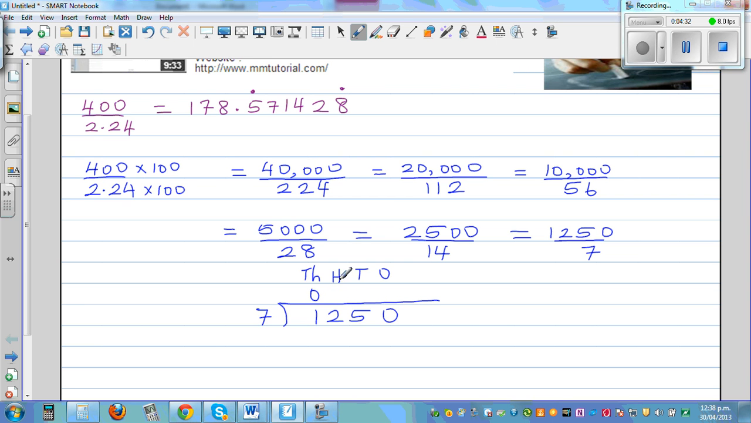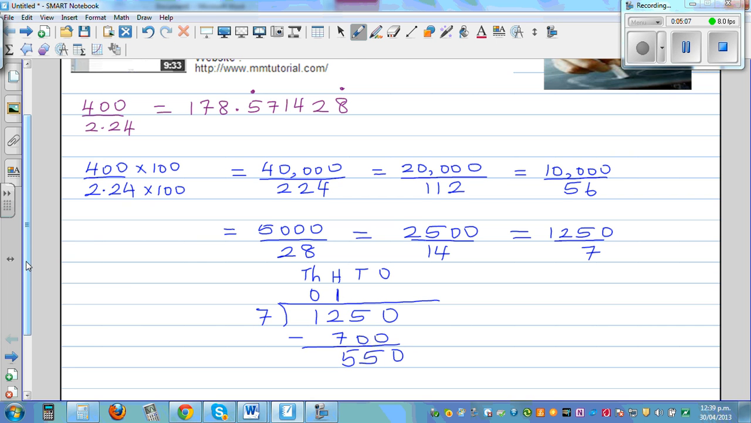Now 7 goes in 1250 how many hundreds? Well, it goes in 100. So 7 times 100 is 700. This is very logical. 1 is in the hundreds place, and that's why I wrote 700. Then you have to take away. So you have 1250 take away 700, which is 550.